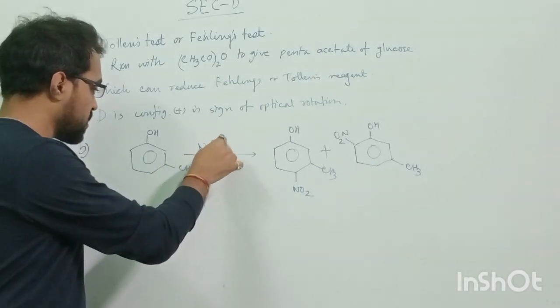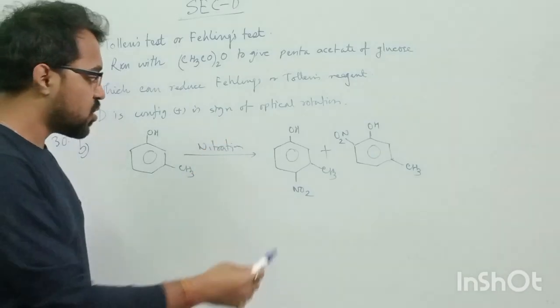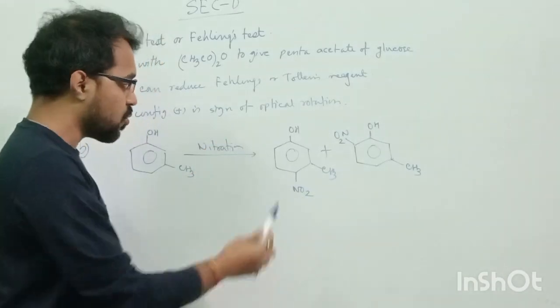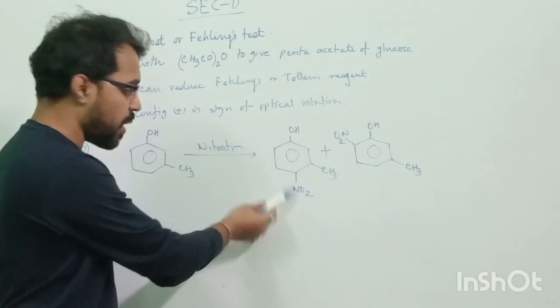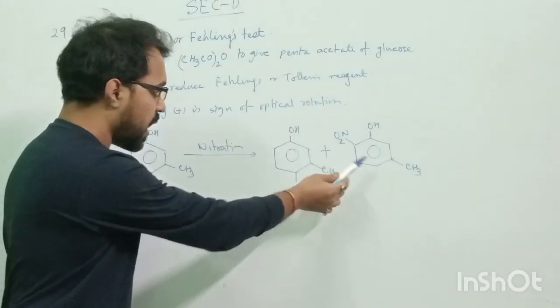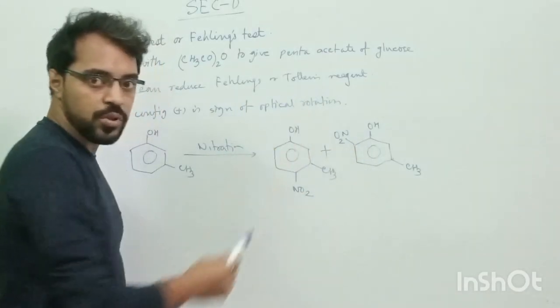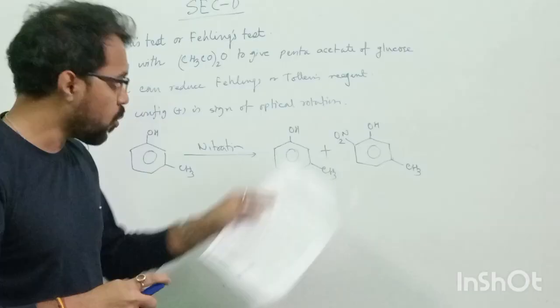Concentrated sulfuric acid, concentrated nitric acid. The two products will be like this. One where the nitro group is at para position, and another where the nitro group is at ortho position to the phenol OH group, right?